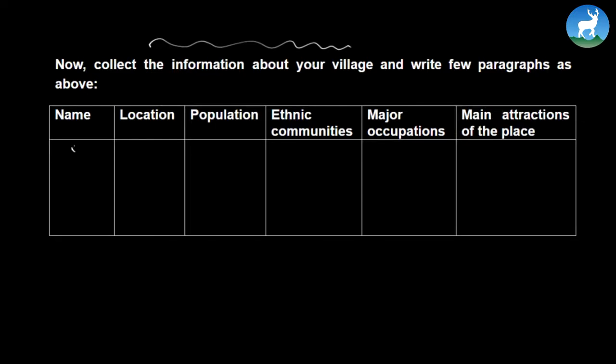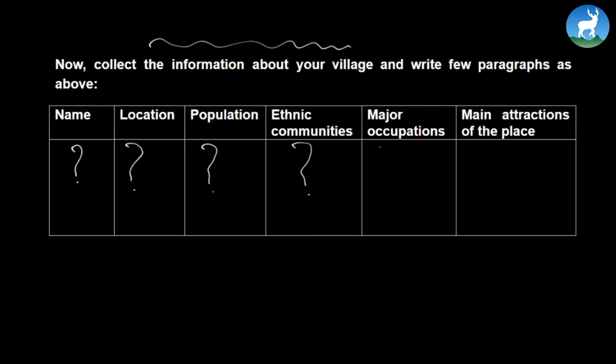Name. What is the name of your village? Where is it located? Just like Rara, where is your village located? What is the estimated population of your village? What are the ethnic communities? Are they Gurungs, Rai, Brahmin, Chetri, Kirat? What are the ethnic communities in your village?